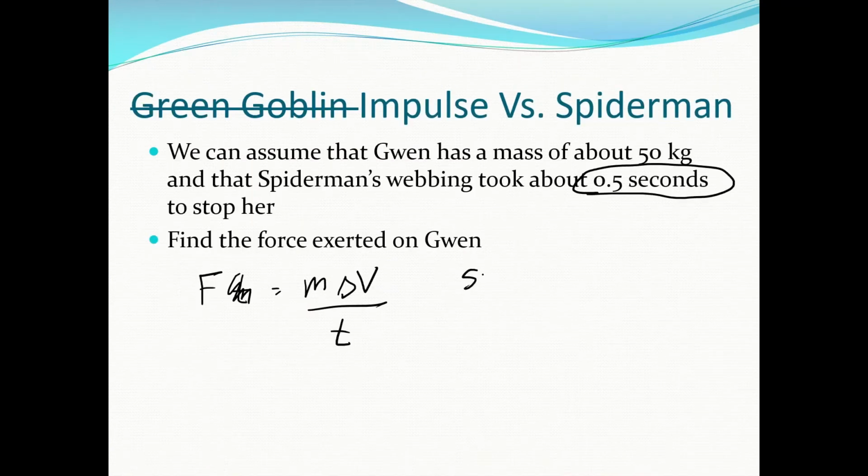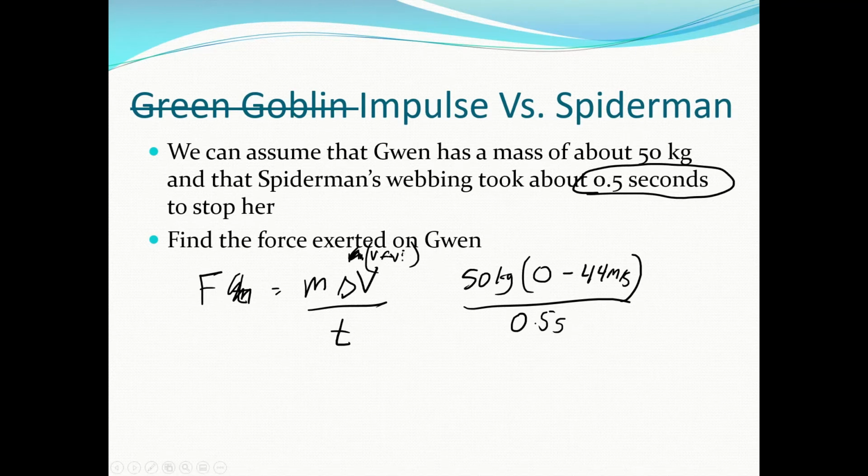So her mass is 50 kilograms. We can break this into final minus initial. Sorry, that's messy. Final minus initial. So my final speed is 0. My initial speed is 44 meters per second. Right? And then the time is 0.5 seconds.